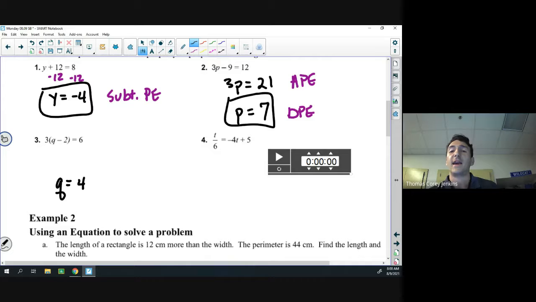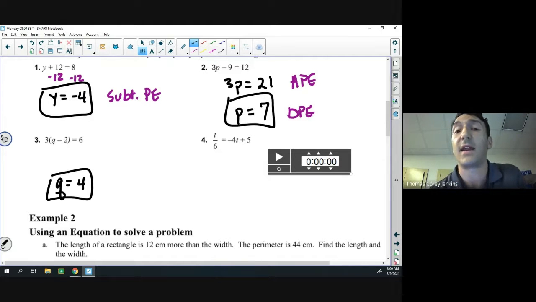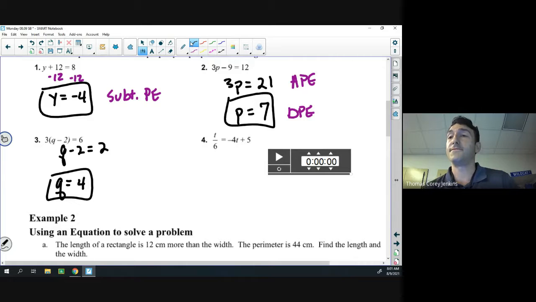So I would just say at the beginning, there are a couple different things you could do. You could distribute. You could also treat that 3 like a coefficient. So if 3 goes into 6, it might be the easiest way to start. It might have been to divide both sides by 3, use that division property of equality, and that would leave us with Q minus 2 equals 2, right? So that would be the division property first. And then add 2 to both sides.